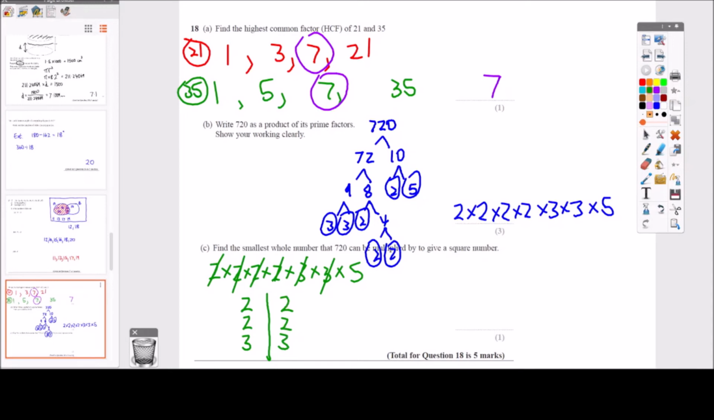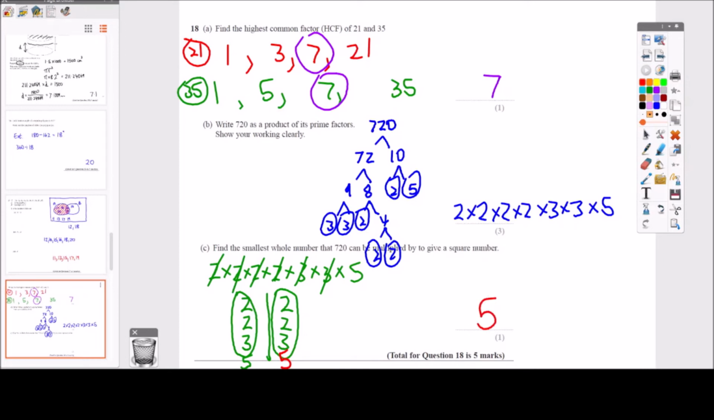So I don't even need to work out what I've presently got. But when I multiply 2 times 2 times 2 times 2 times 3 times 3, it will give me a square number because I've got something times itself. Now, what does that leave me with? Well, that just leaves me with a 5. So find the smallest whole number that 720 can be multiplied by to give a square number. If I want a square number and I've got this 5 here, in order for it to be times itself, I need another 5. I'm missing a 5. So the smallest whole number that 720 can be multiplied by to give a square number is 5.